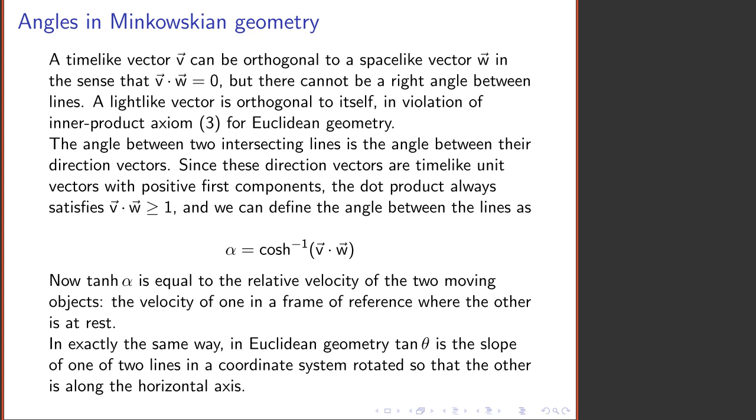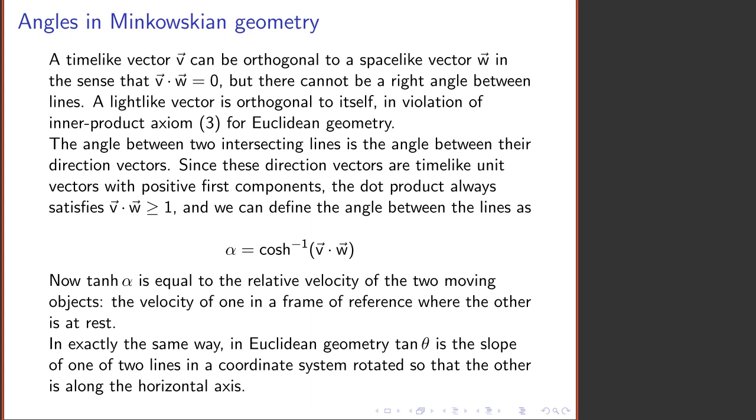If I want to know the angle between two intersecting time-like lines, I take the angles between their direction vectors, and the convention is that the direction vectors always go forward in time. These direction vectors are time-like vectors, being direction vectors, they're unit vectors, and since they go forward in time, they have positive first components. That means when I take the dot product of these two vectors, I'm going to get the product of two large positive first components minus the product of two smaller second components.